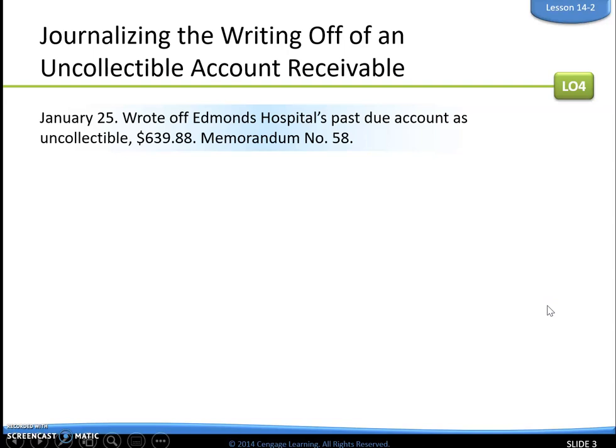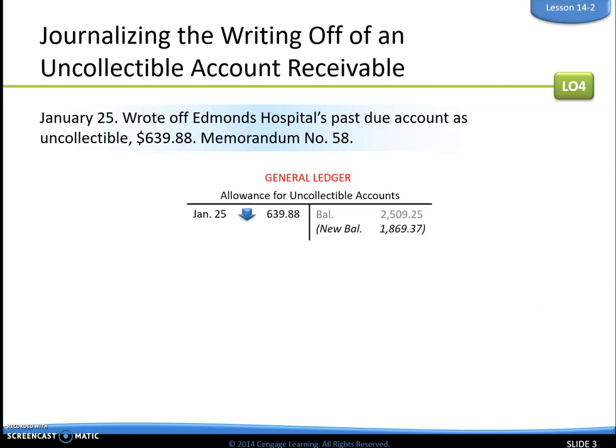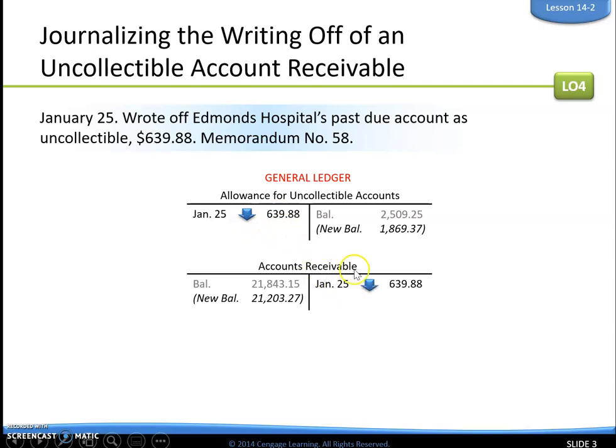So here's our example. On January 25th, we wrote off Edmonds Hospital past due account as uncollectible, $639.88, memorandum number 58. So remember, we've been putting money aside in that allowance for uncollectibles because we are estimating that we weren't going to collect on all of our accounts receivable. So what we're going to do now is take that money out of our allowance for uncollectibles. So we're going to debit allowance for uncollectibles to decrease it. And then we're going to credit accounts receivable to decrease our accounts receivable.